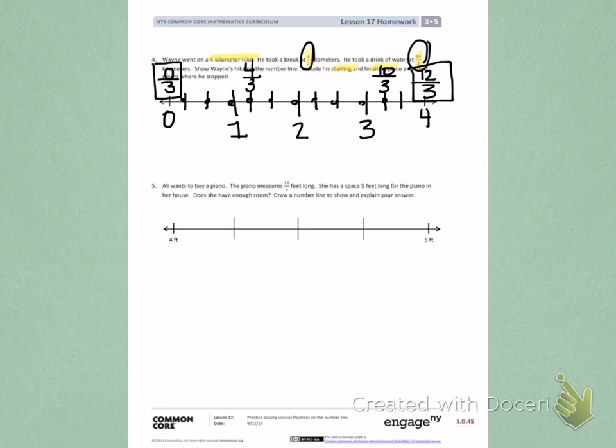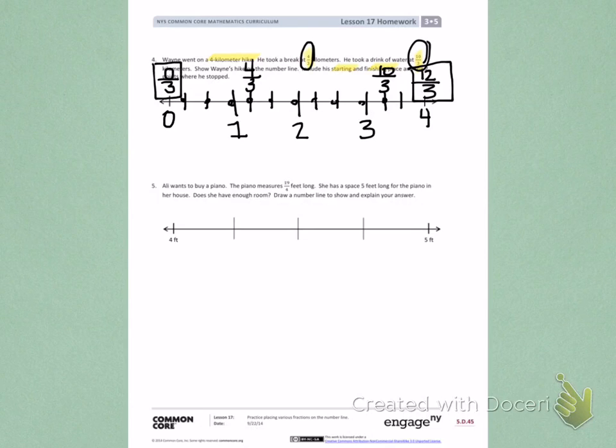Number 5. Allie wants to buy a piano. The piano measures 19/4 feet long. She has a space 5 feet long for her piano in her house. Does she have enough room? Draw a number line to show and explain your answer.